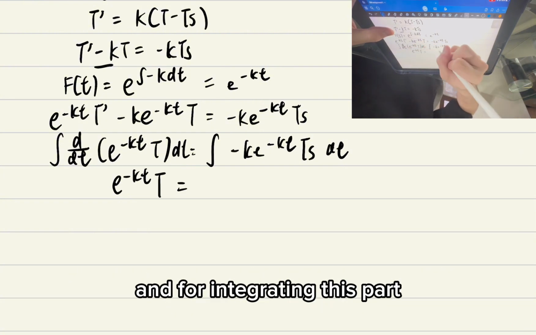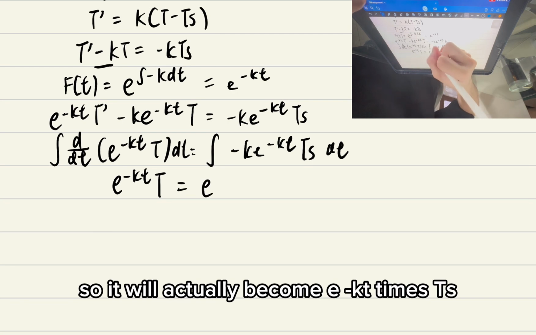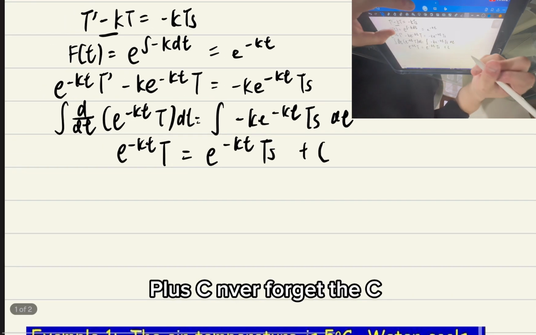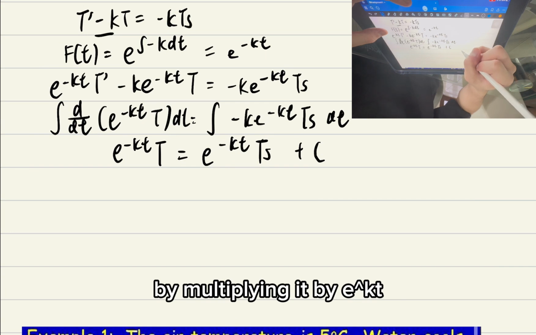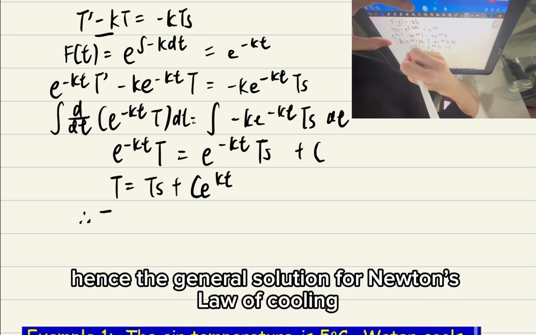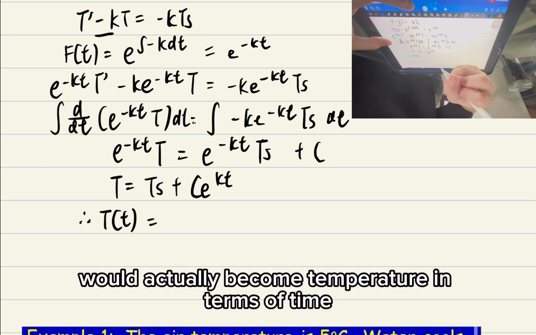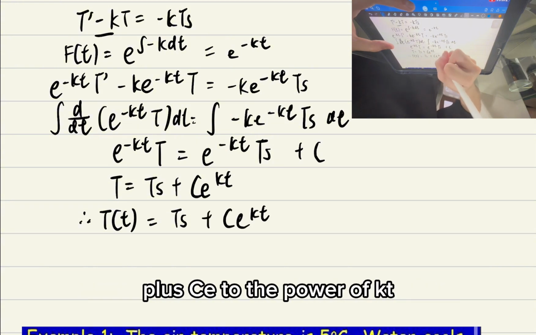By integrating this part, we get e to the power of negative kt times T. It's the same, and for integrating the other part, we need to divide by negative K. So it becomes e to the power of negative kt times Ts plus C. Never forget the C. Hence, we simplify this equation by multiplying it by e to the power of kt, and it becomes T equals Ts plus C e to the power of kt. Hence, the general solution for Newton's law of cooling is temperature in terms of time equals the surrounding temperature plus C e to the power of kt.